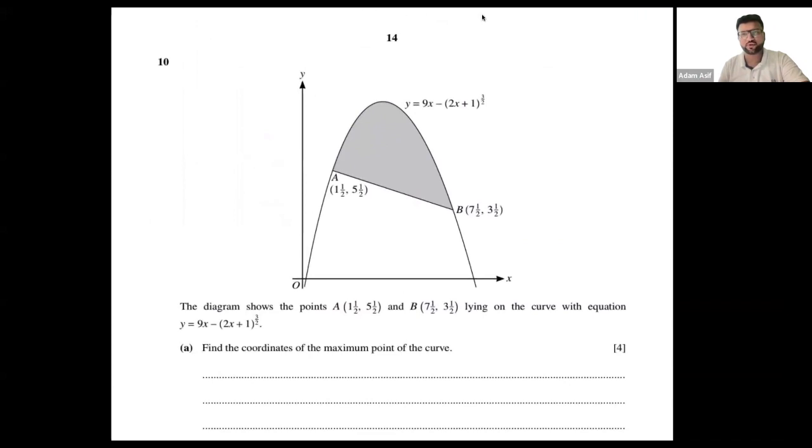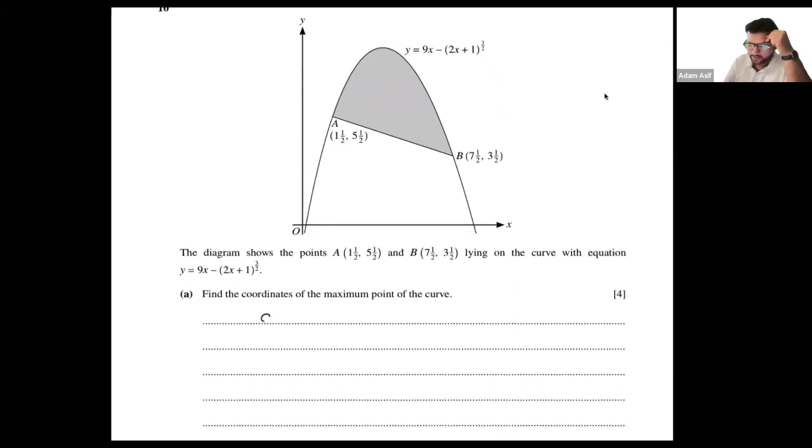I want you guys to try question number 10, part A. Okay, in question number 10, the diagram shows points A and B lying on the curve with the equation given. We are asked to find the coordinates of the maximum point on the curve. To find the maximum point coordinates, we know that this is going to be the stationary point where dy by dx is going to be 0. So I'm going to differentiate this function and set it equal to 0.